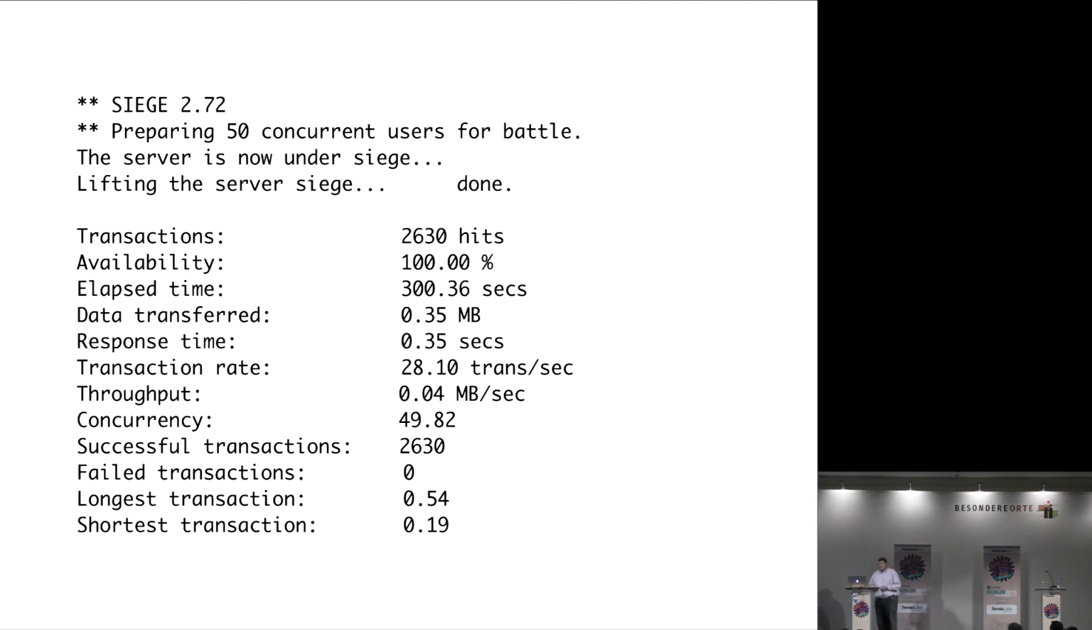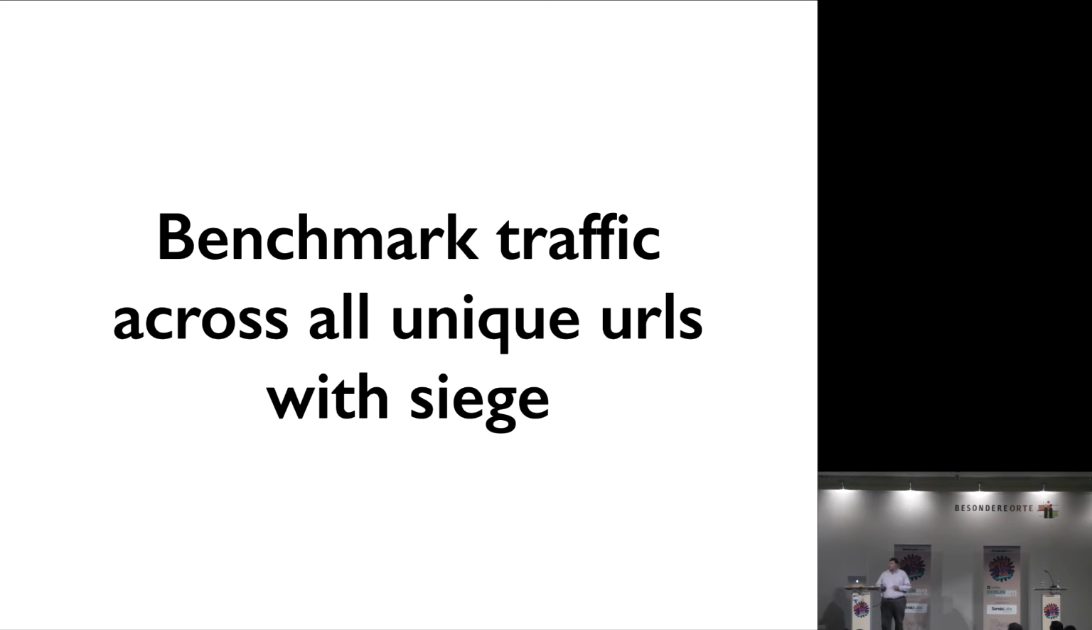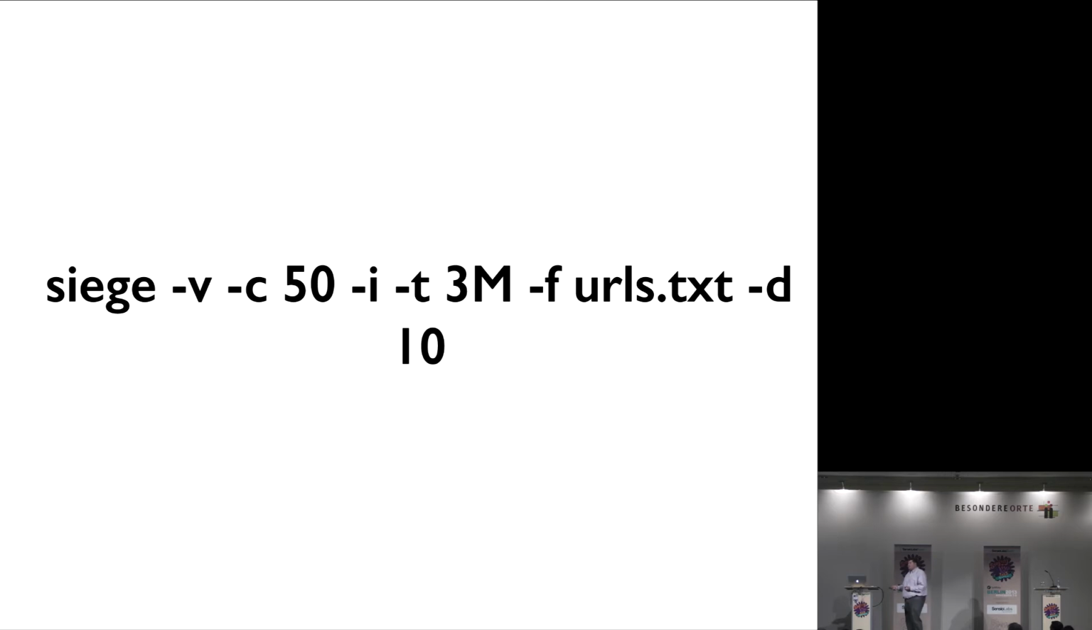Now I can use Siege again. Oh, sorry, wrong order. And benchmark traffic across all the unique URLs. This is very easy. Siege in verbose mode with a concurrency of 50 users this time, for a time of 3 minutes, using this file for the URLs, so -f urls.txt. So I can take all the URLs that I've indexed, and now I can load test each one with a delay of 10 seconds in between.